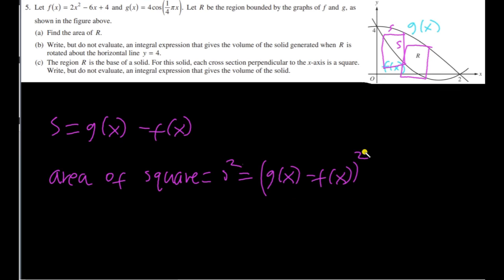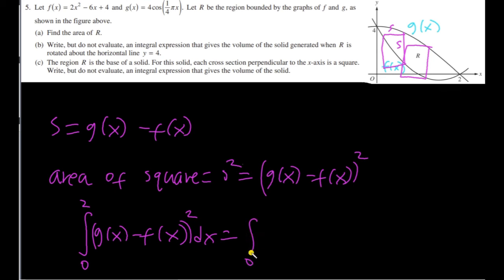Now we're going to do the final step. So to take this square, in order to integrate it from the beginning to the end, it's going to add up all of the squares across this whole region and give us the total volume of that 3D shape. So we have to integrate this from 0 to 2, g of x minus f of x squared. Okay, now I'll just fill in the actual numbers.